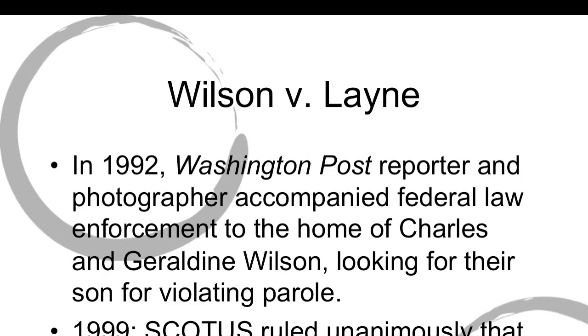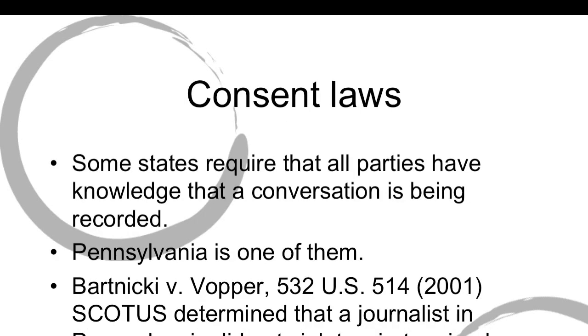And this is what happened in Wilson v. Lane. We talked a little bit earlier, this was essentially a ride-along with the Washington Post, and federal law enforcement went to the home of Charles and Geraldine Wilson looking for their son for violating parole. And in 1999, the Supreme Court ruled unanimously that the Wilsons' privacy had been violated by the ride-along programs.